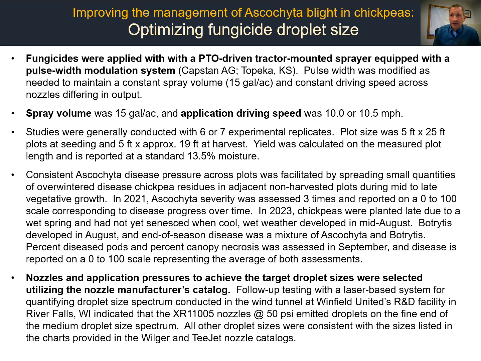A little bit more about the methods. We had a PTO-driven tractor-mounted sprayer that we used for these applications. It's equipped with a pulse width modulation system. That pulse width modulation system allowed us to maintain a constant driving speed of 10 or 10.5 miles an hour, depending on the study, and a constant spray volume of 15 gallons an acre. Okay, and so as we went across treatments that differed in output, we were able to maintain that same spray volume and that same driving speed just by changing pulse width, okay?